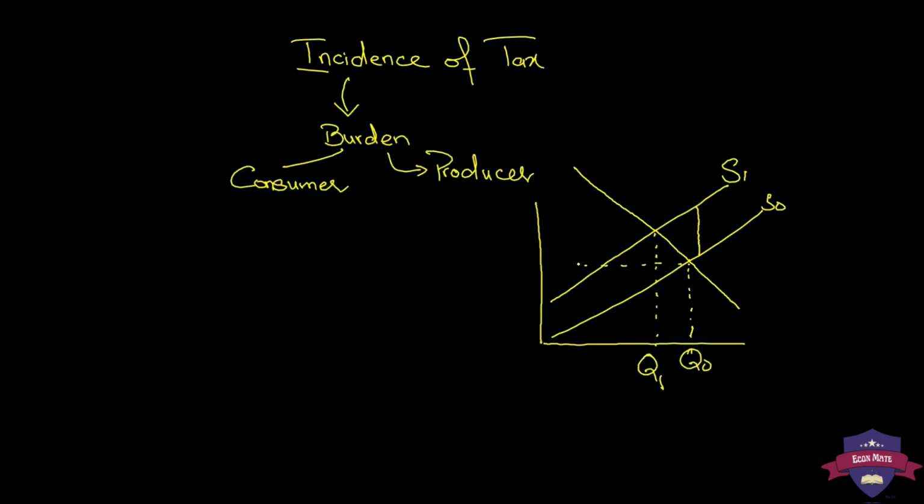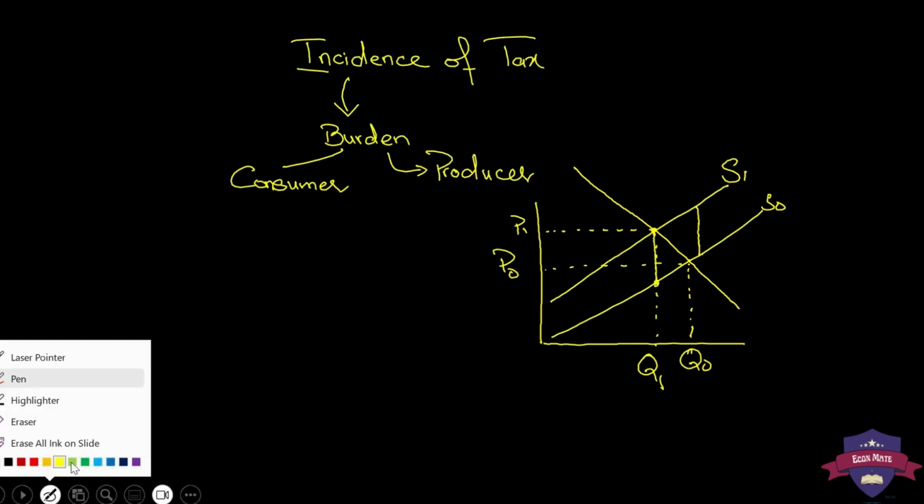Your initial price being charged in the market was P0 and your new price that is being charged now is P1. As I told you, the difference between the two supply curves is the amount of tax. So from this point till this point is the amount of tax. We need to know how the burden of this tax is shared between producer and the consumer.